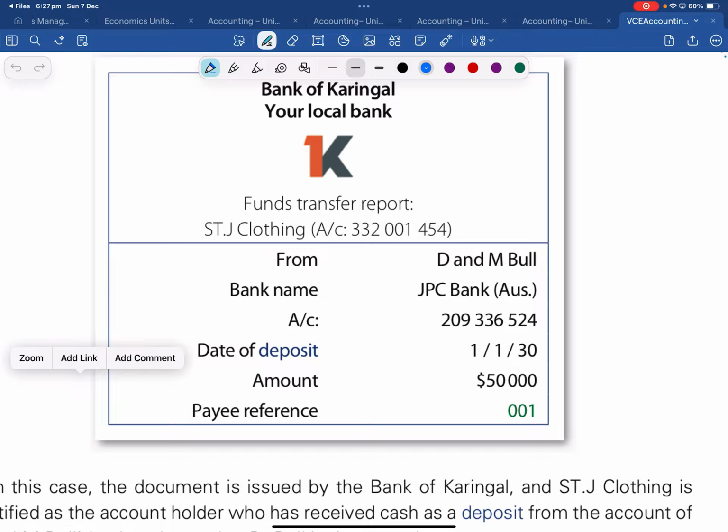Okay, what is this one, guys? This is a fund transfer report, and from a bank. Bank has issued it. If a bank has issued it, what is it? Loan? Yeah, loan is a transaction, but we are talking about the source document. What source document is it? Even for a loan, yeah, they can issue it. Correct.